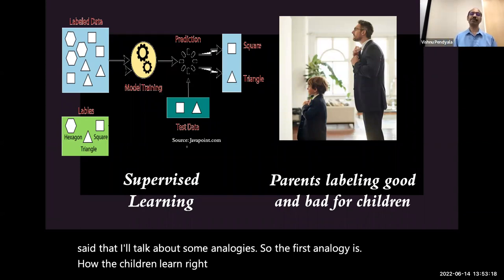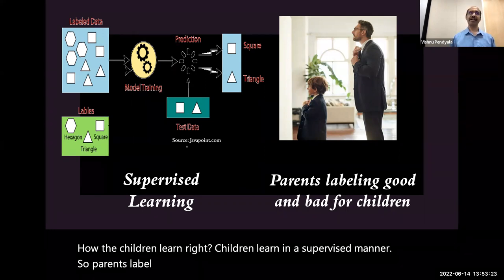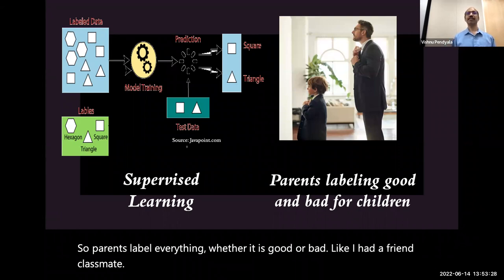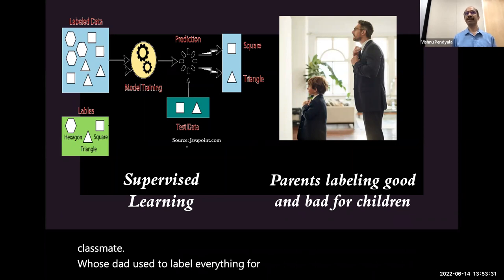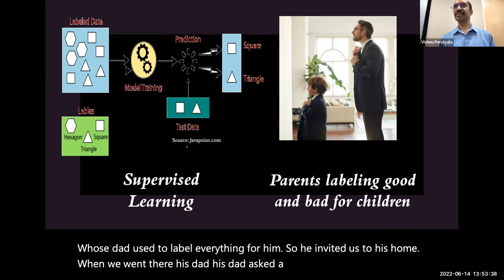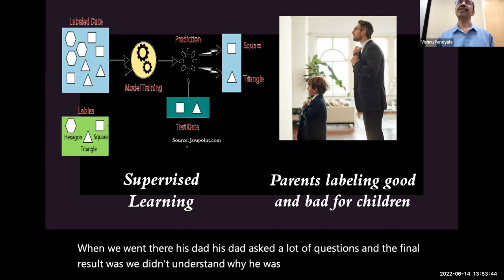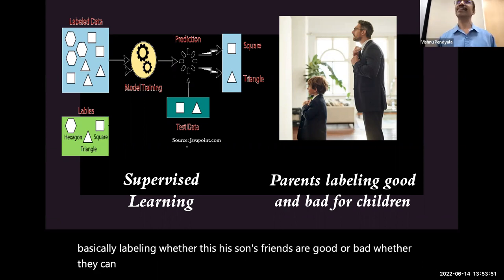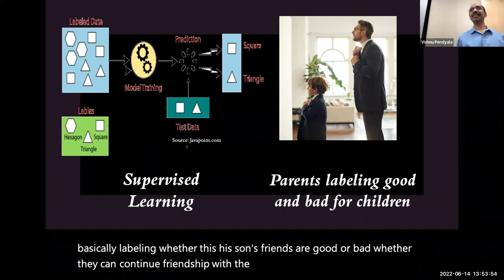Children learn in a supervised manner. Parents label everything, whether it is good or bad. Like I had a classmate whose dad used to label everything for him. He invited us to his home. When we went there, his dad asked a lot of questions, and we didn't understand why. He was basically labeling whether his son's friends are good or bad, whether they can continue the friendship. So that was the intention of calling us today.